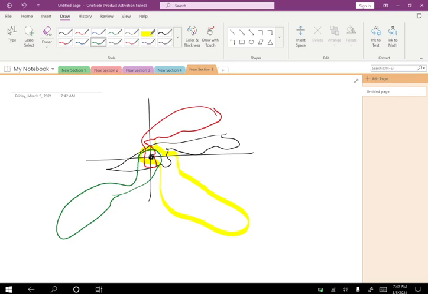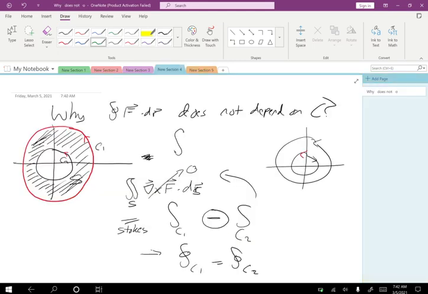Okay? And the idea is that you can also think of this as Green's theorem. Stokes' theorem is probably overkill, but the idea is that the curl will be 0, and so these two things will be equal.